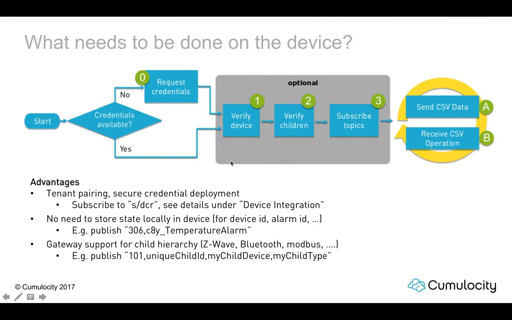Then we have an optional step where, in case you deal with child devices, they will represent the local Z-Wave, Bluetooth, Modbus, or whatever topology that the gateway is managing. In case you have a gateway, you need to deal with so-called child devices, and that is also supported out of the box with the MQTT protocol. So you can have predefined formats where you can simply create a child by just giving the name, for example. That's a drastic improvement compared to the HTTP way, where you need to have a little bit more complex communication with the cloud.